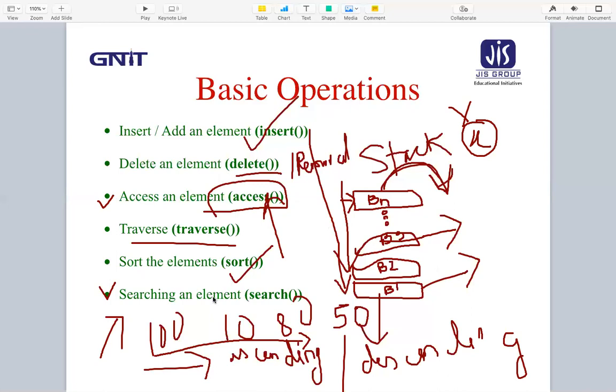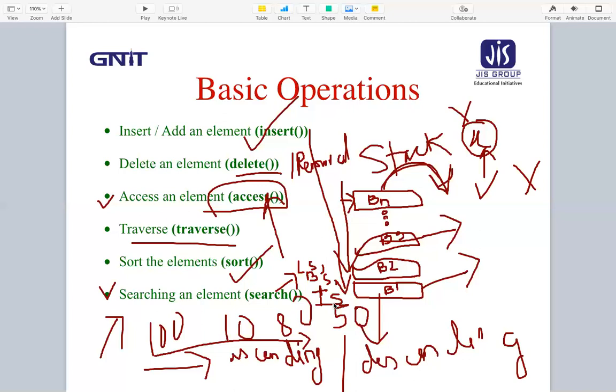So in case of search, you will be given an element X and you will be told to search for that element in the given data structure, whether that element is present or not. If it is not present, we have to report that no, it is not present. So here we are going to study three kinds of searching algorithms, namely linear search, binary search, the most popular ones, and one more search, which is known as the interpolation search.